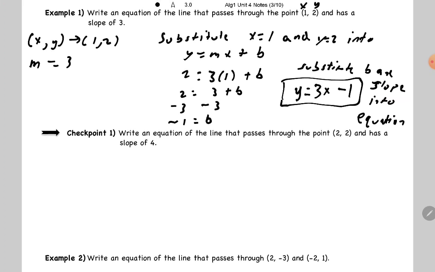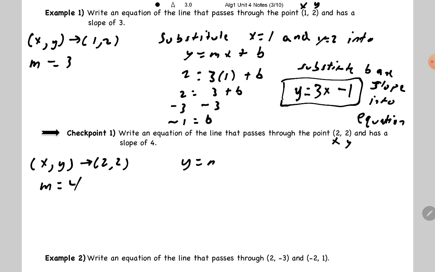So write an equation of a line that passes through the point 2, 2. So both x and y is 2, 2, and has a slope of 4. So my x and y is 2, 2. My slope is 4. Okay, so I'm going to substitute them in.